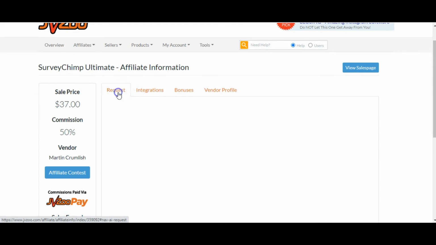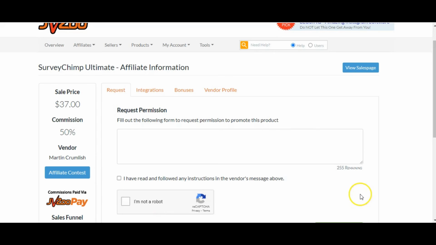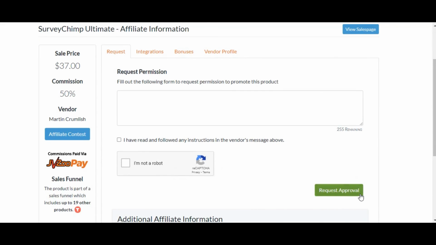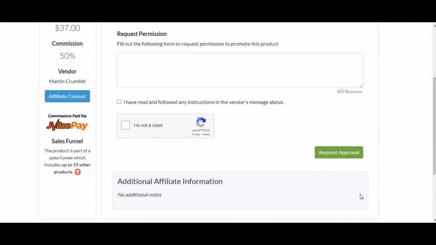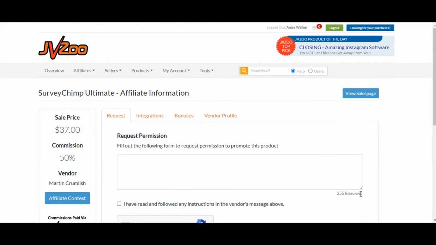So we request it, we send through the information, we press I'm not a robot. You then request the approval, and once you receive your approval, you can then start to use those links to promote that product. So that is how you go through the JVZoo process. You can also view the sales pages and have a look at what it is they're offering your potential client slash people you're going to sell to.